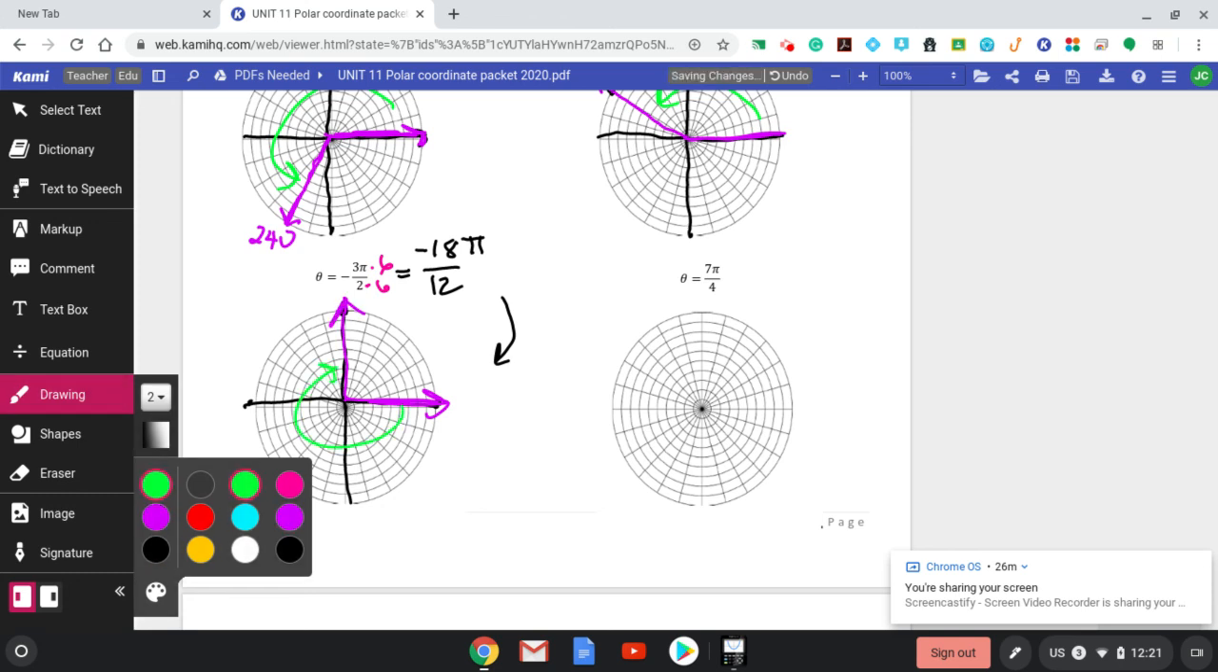Okay. Last one, 7 pi over 4. Multiply top and bottom. How do you make that into a 12? Multiply top and bottom by 3. Okay, multiplying top and bottom by 3. So really, I'm going to go, let's see, 21 pi over 12. So I'm going to go 21 spots.